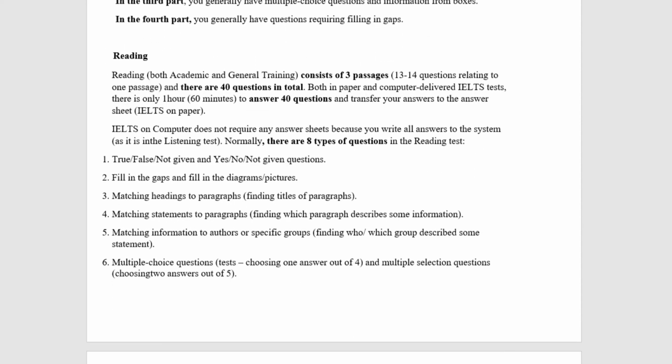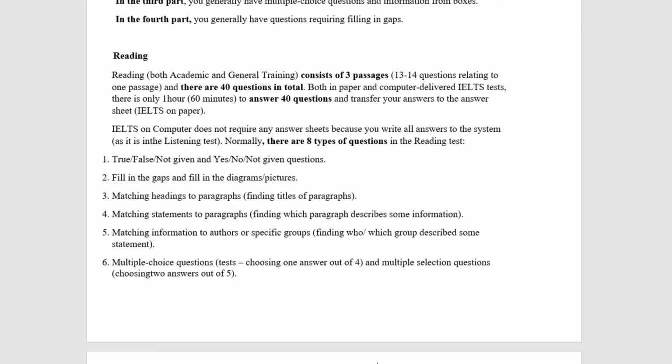It is reading. Reading consists of, again, 40 questions. You have 60 minutes to answer these 40 questions, and there are 3 passages. These 40 questions are divided into these 3 passages. So let's say in the first passage you'll have 13 questions, in the second 13, and for the last one you'll have 14 questions.